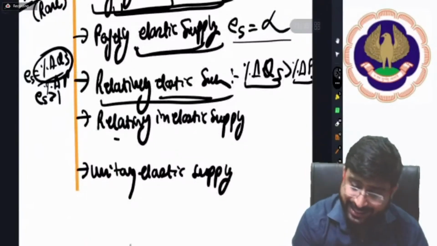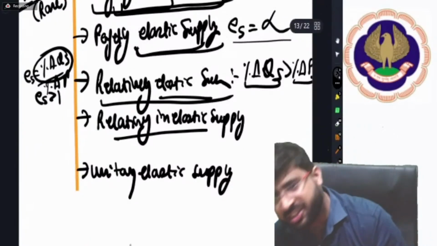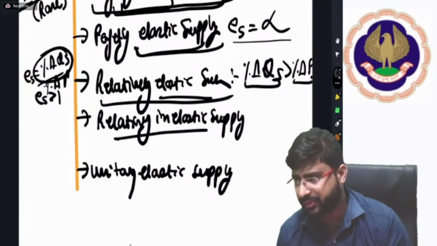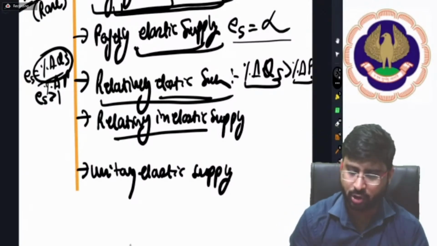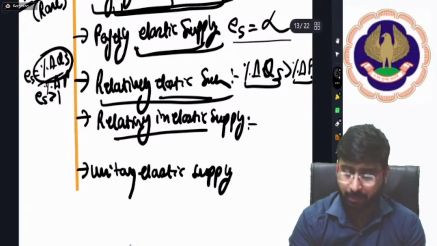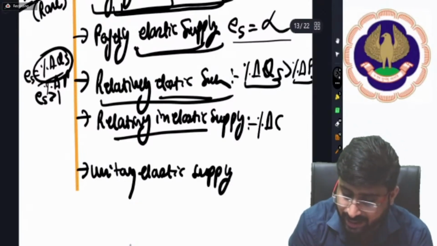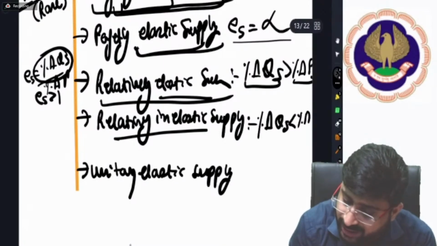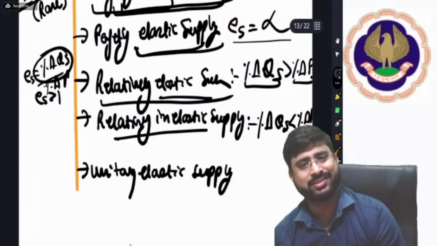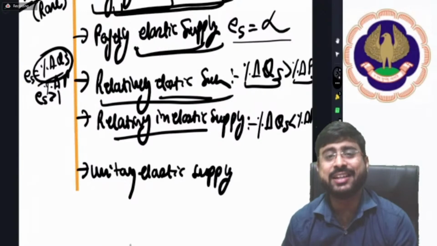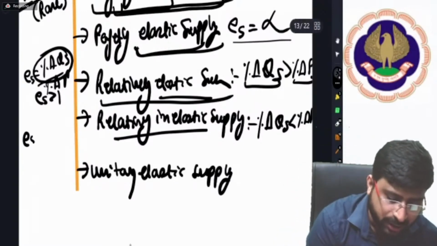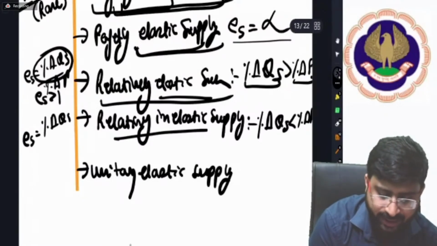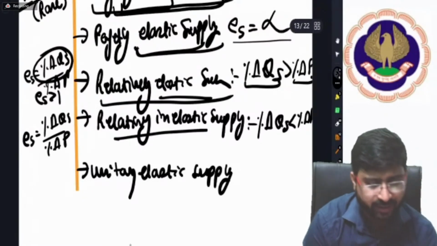In relatively inelastic supply, there is a change in both quantity supplied and price. But in relatively inelastic supply, the change in quantity supplied is of a lesser magnitude compared to price. So if the percentage change in quantity supplied is the numerator, the percentage change in price is the denominator.